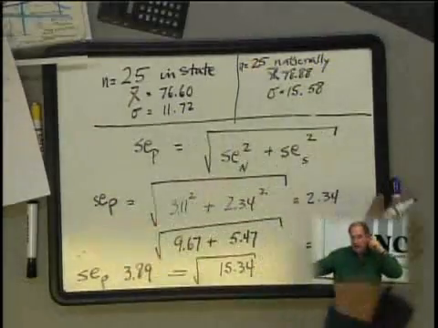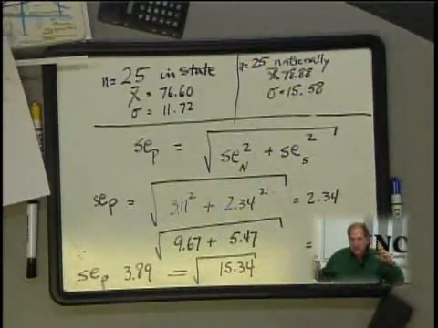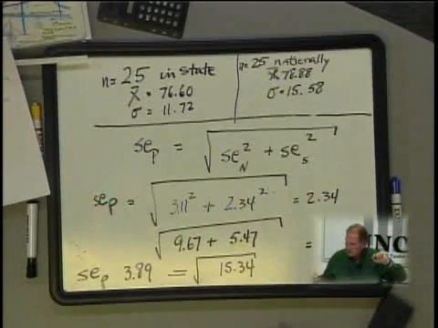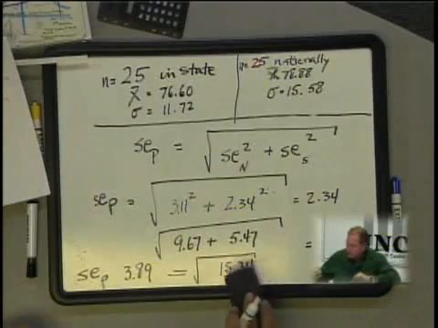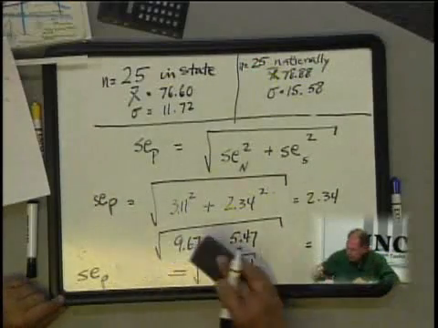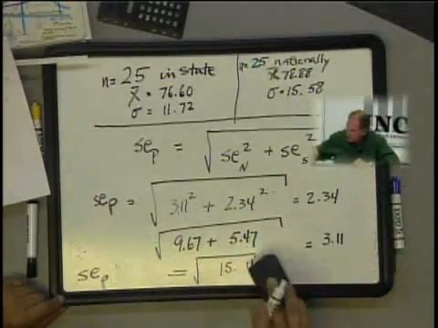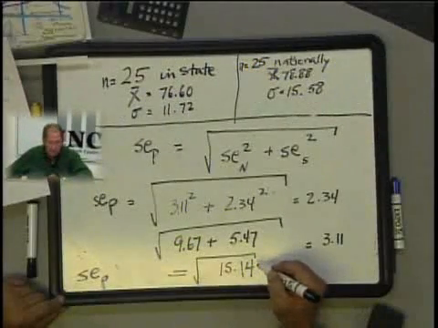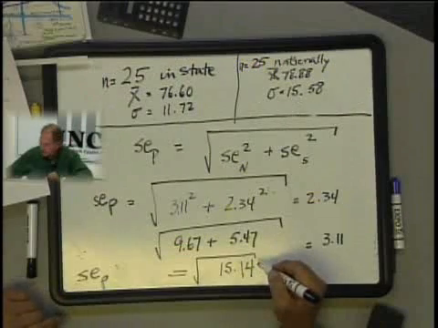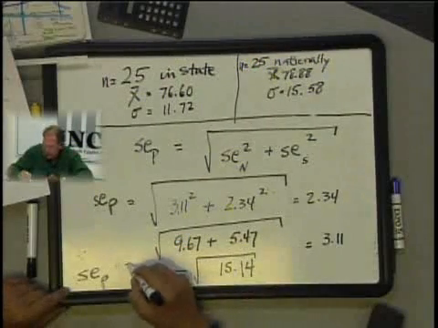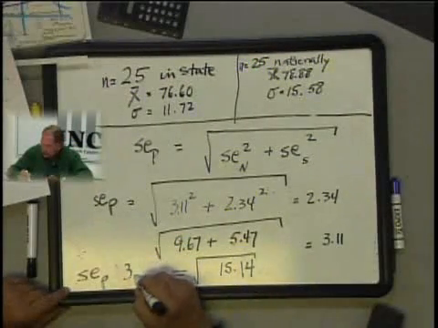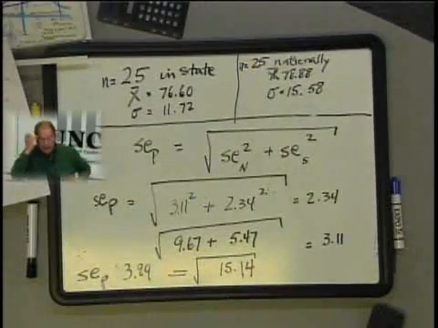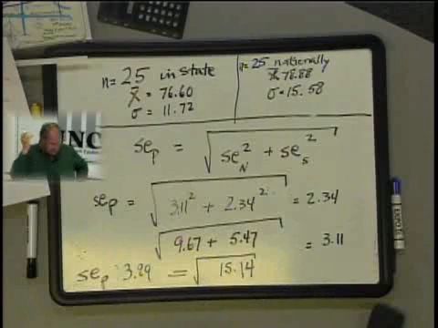Everybody see where I've gotten this from. This is just plugging these numbers in. Wouldn't that be 15.14 and not 15.34? Oh, okay, it very well could be. 15.14 you got? Yeah, I'll go with that. So what is the square root of that? 3.89. Okay, so I miswrote my number. So standard error pooled is 3.89.